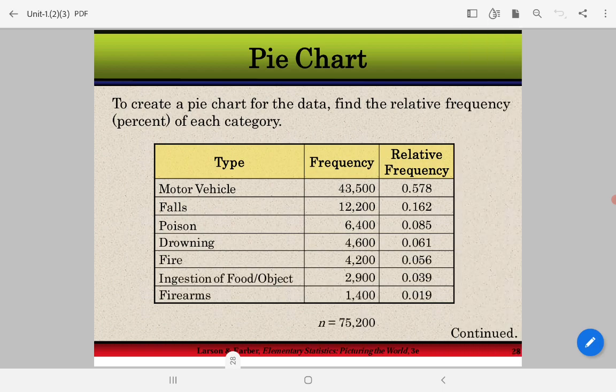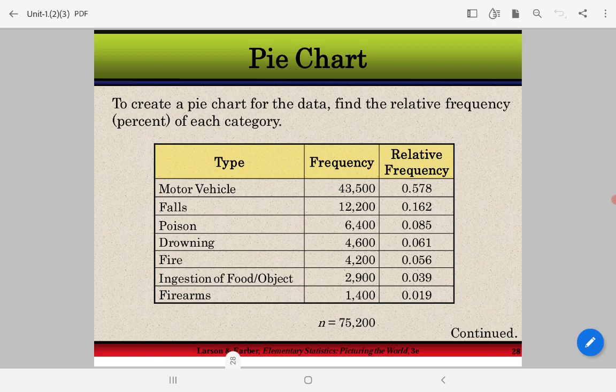So in this example, we find the total number of frequencies, the total sum of the frequencies, that is small n. Small n is equal to 75,200. What is n? N is the number of items in a frequency diagram or in a class interval.